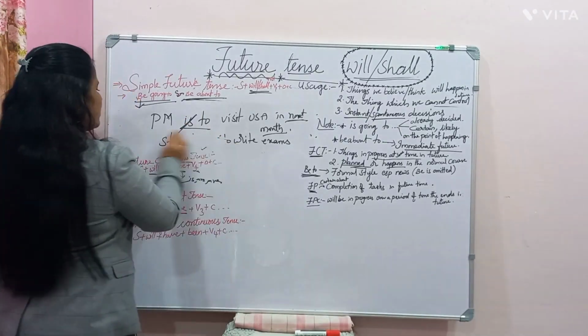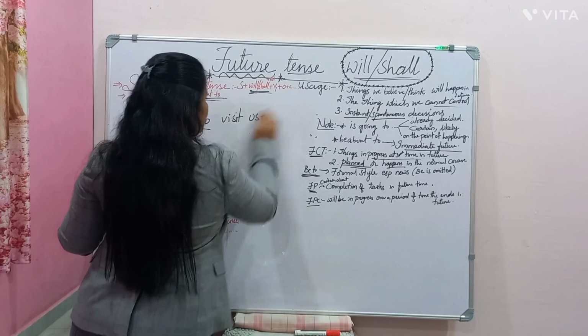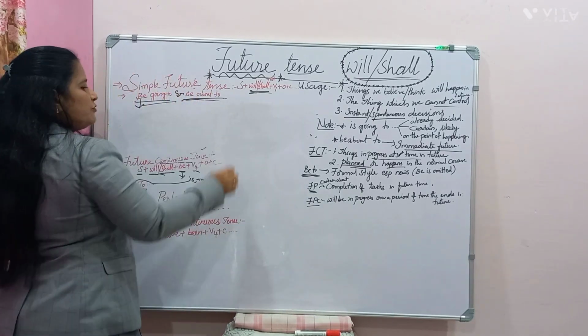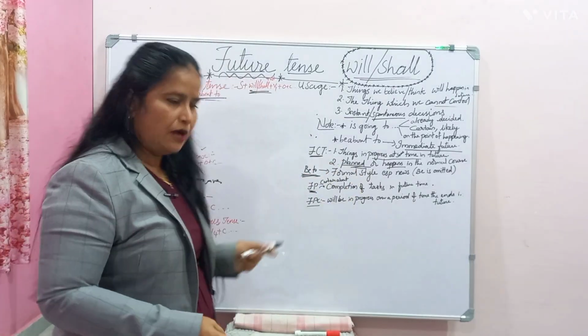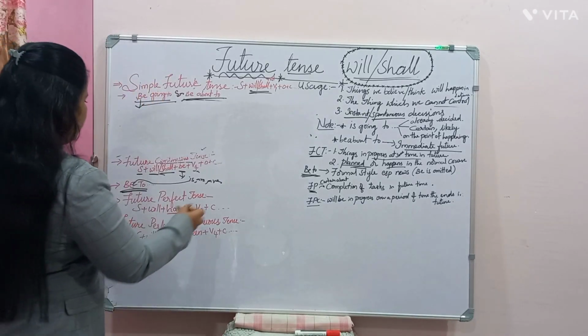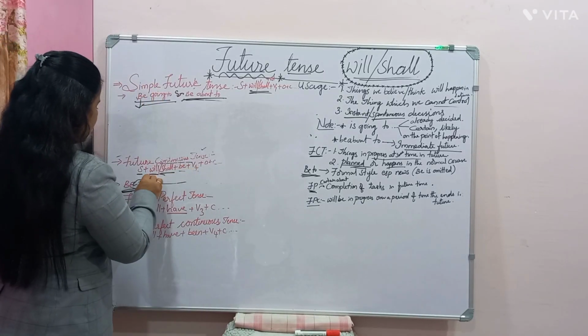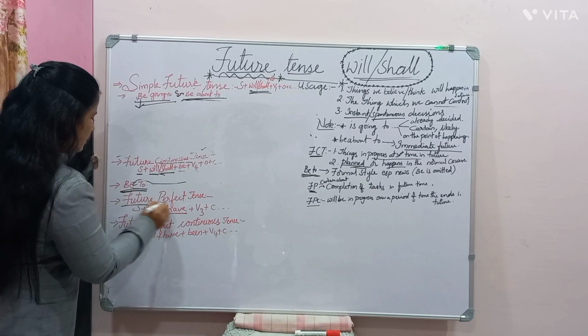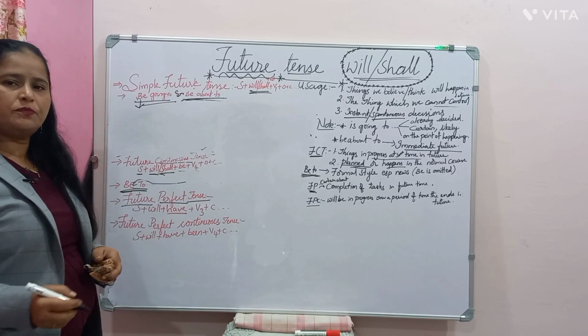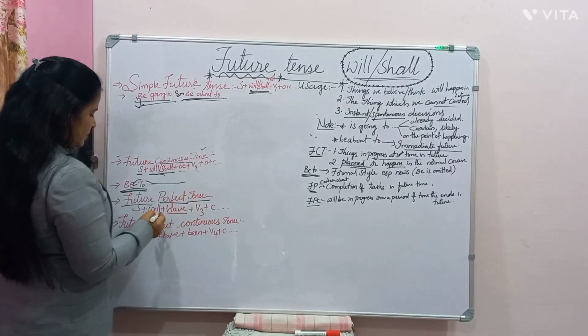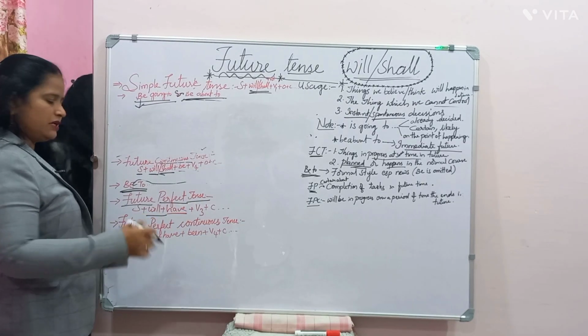So then future continuous, at a certain time in the future the things are going to happen. How are we using this? Now after this, let's see the other one. It is future perfect tense. What is future perfect tense? So in all the sentences you can see will or shall. I have written only will here.